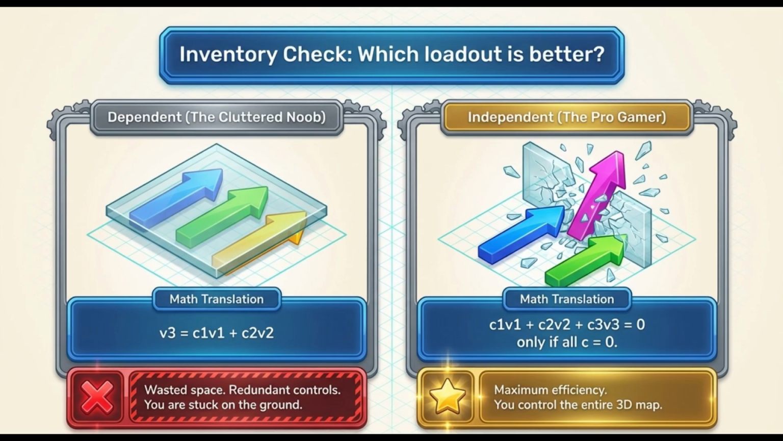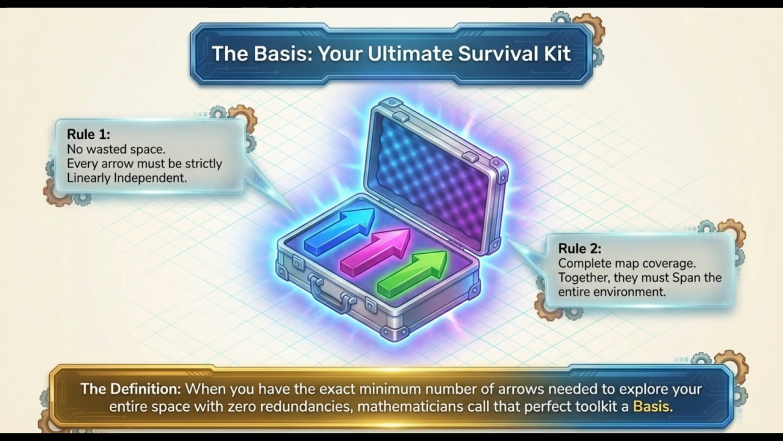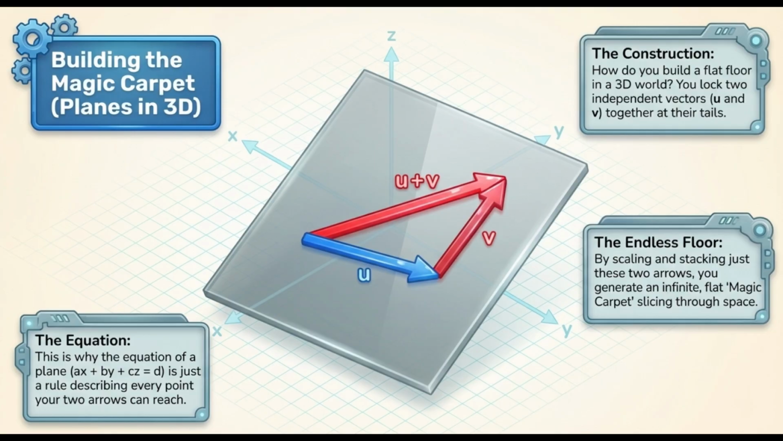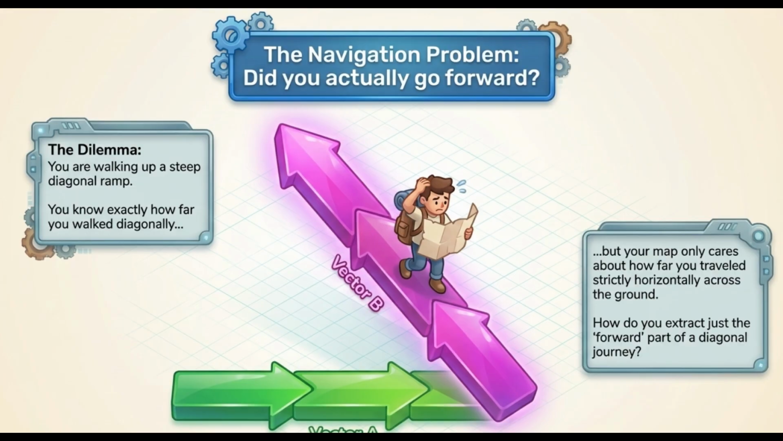Okay, so we have a highly efficient toolkit generating the boundaries of our world. But games aren't just empty cubes. We have to navigate tricky terrain, like running up a steep ramp. Right, which introduces the navigation problem. Because you know how far you move diagonally up that ramp, but how much horizontal ground did you actually cover beneath you? Exactly. And physics engines solve this using projections.